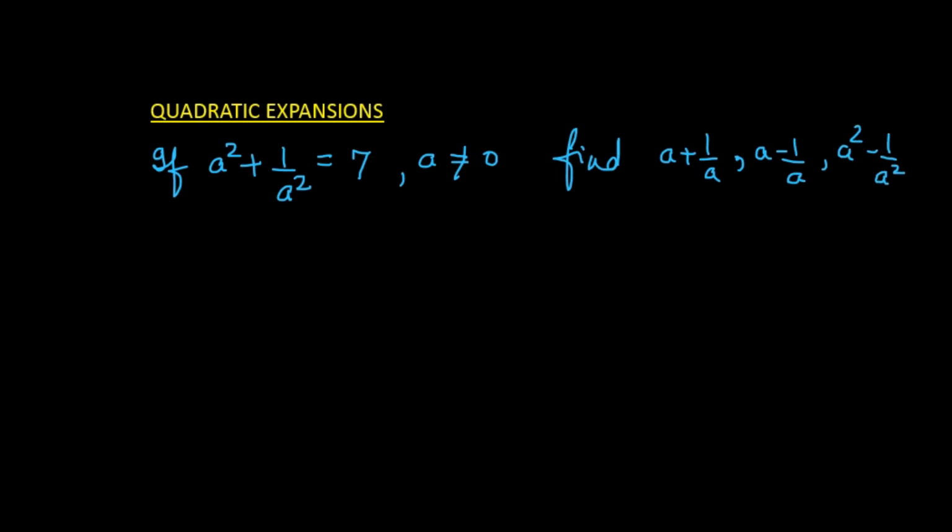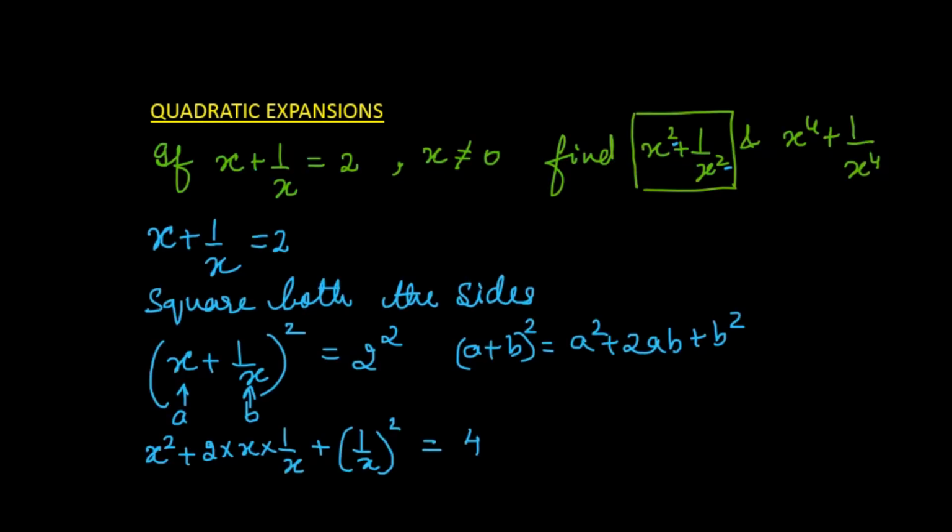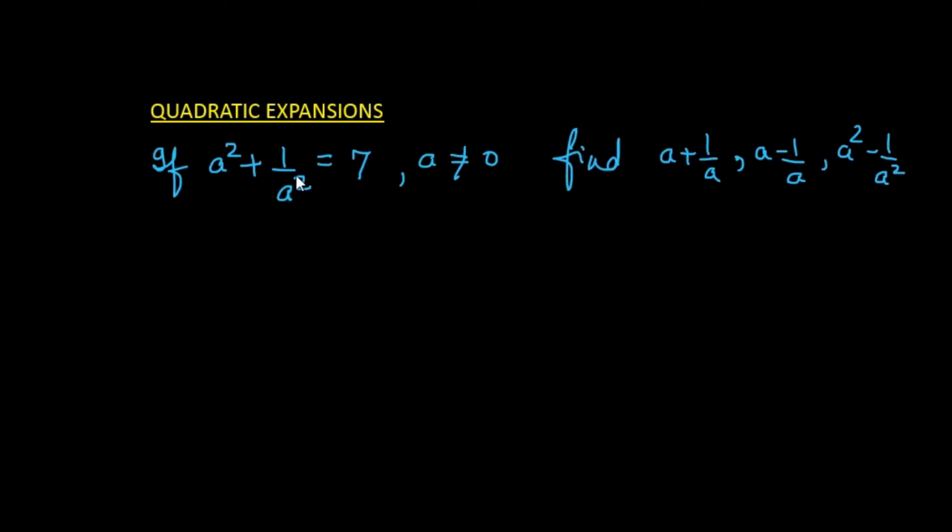Okay, now let us just quickly go back to the previous question which we have solved. Here what was given to us? x plus 1 by x was given and we had to find the value of the square form of x plus 1 by x. So what we did is we squared both the sides. Now in this question a square form is given to us and we have to find the value of a plus 1 by a. So what is our aim here? Our aim is to complete this square.